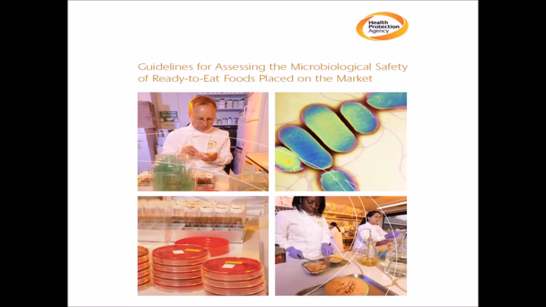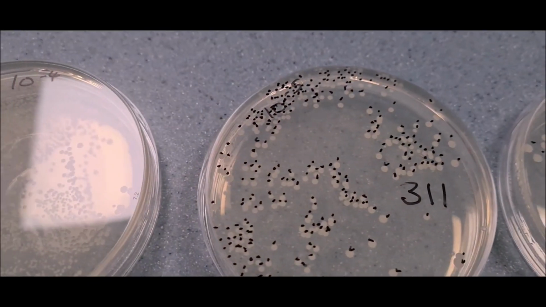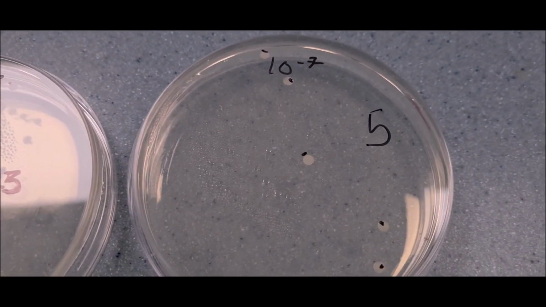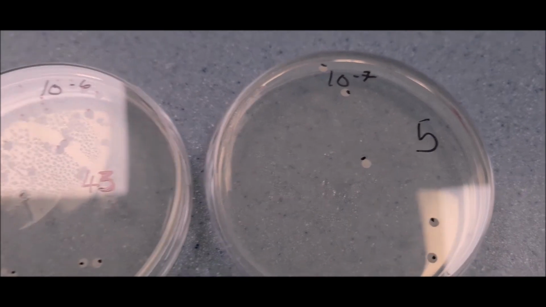Now that we have generated our results, we will use the guidelines for assessing the microbiological safety of ready-to-eat foods placed on the market from the Public Health England, formerly Health Protection Agency, to interpret our results. The first result to look at is the total viable count or aerobic colony count, which is found in Table 5 in the guideline as shown.